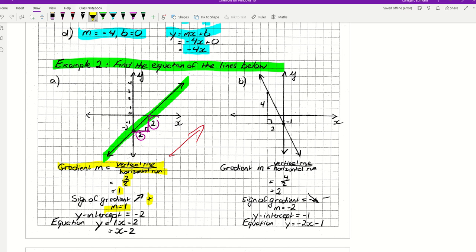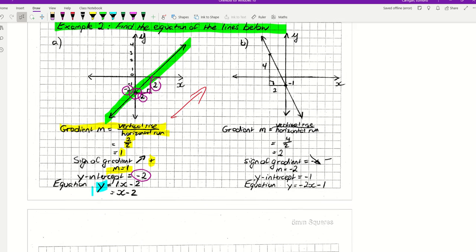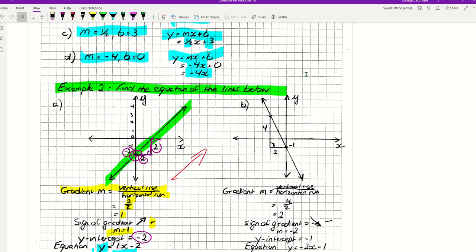Now the y-intercept. Where is it cutting the y-axis? I just see where it's cutting the y-axis. There it is. That value is minus 2. So I finish off by putting y equals mx plus b. Now we've got our m and we've got our b, so we just do what we did in the previous question. y equals 1x minus 2, y equals x minus 2. Let's have a look at our next example.